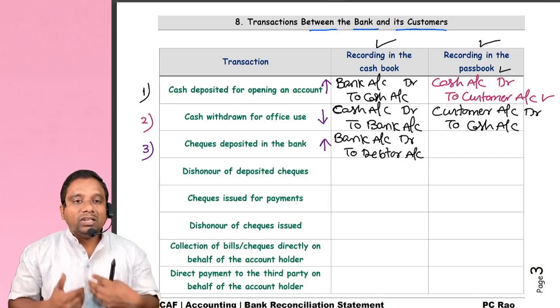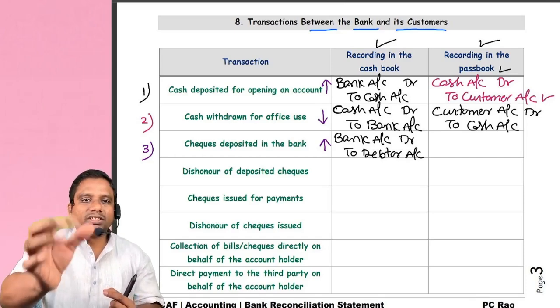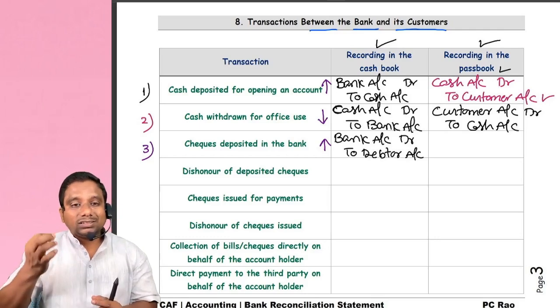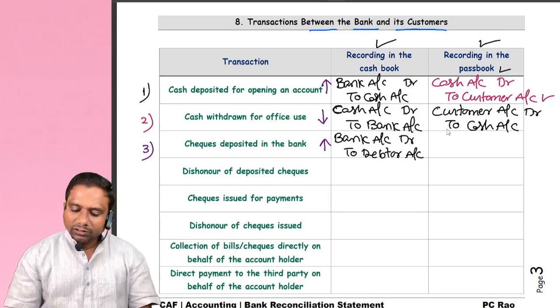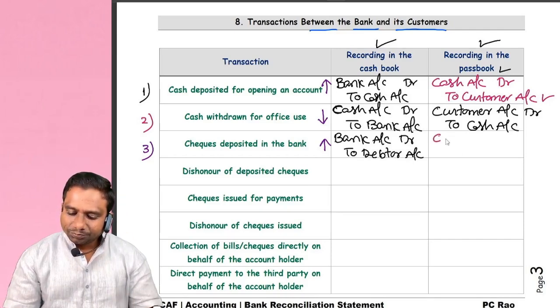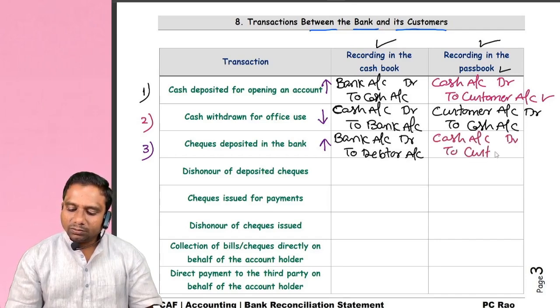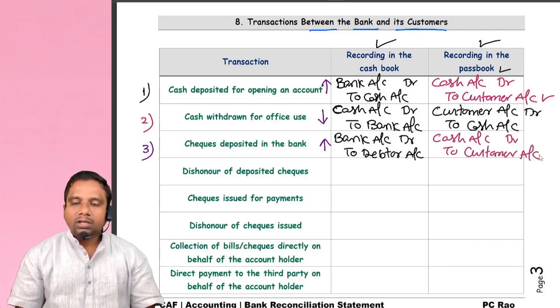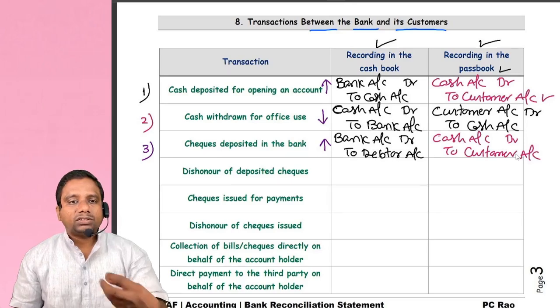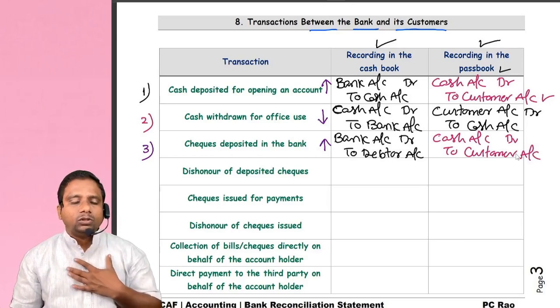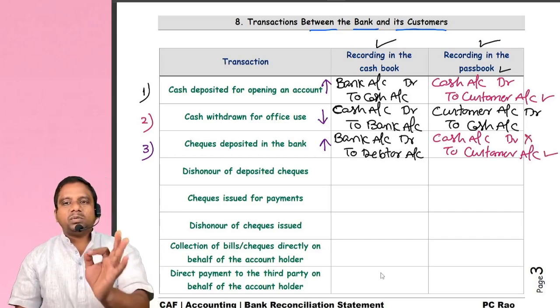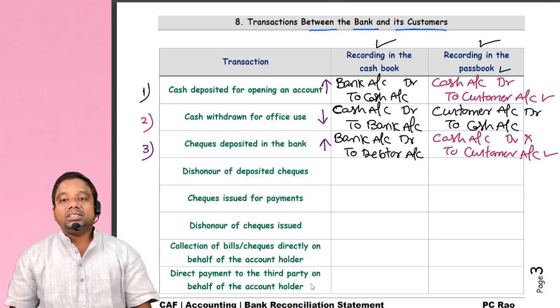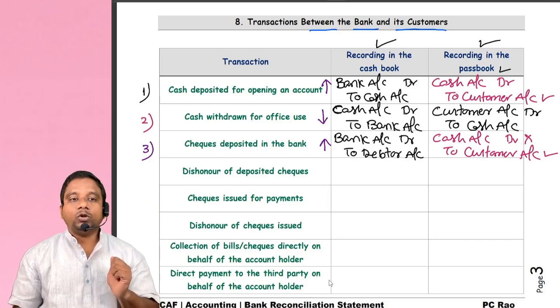Observe carefully. We record this entry at the time of depositing check into bank. Bank records the same transaction only after collecting the check. Do remember, after collecting the check, bank records the entry cash account debit to customer account, because bank will collect amount from the person who has given check to us. So bank will receive cash. Customer account credit. Customer account is credited by the bank. Hope you are following.